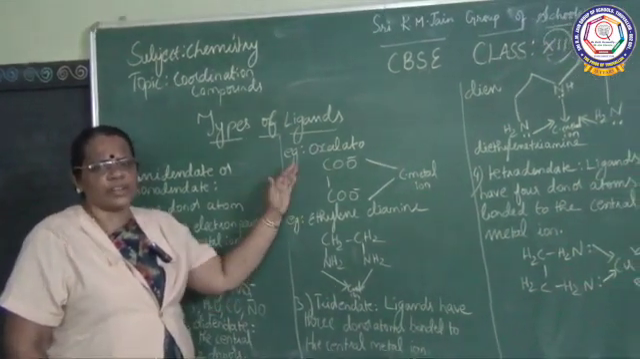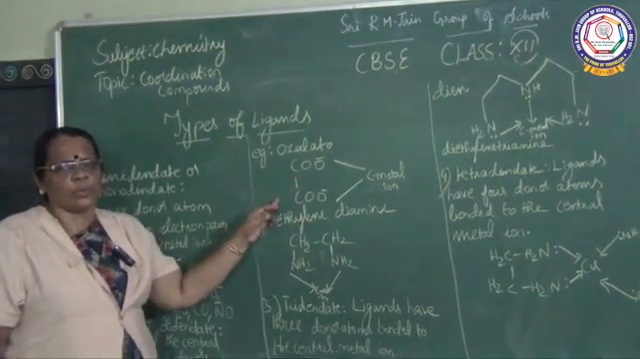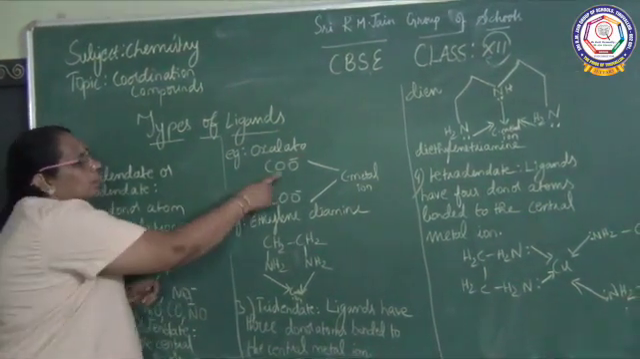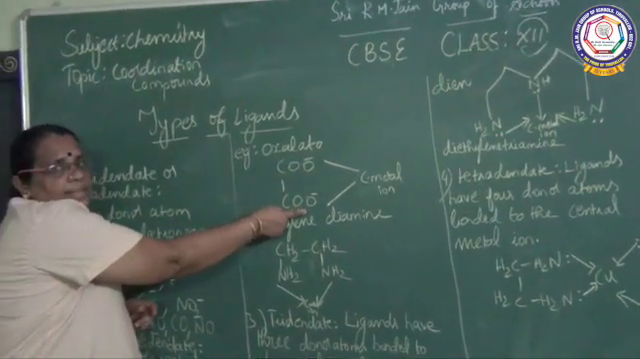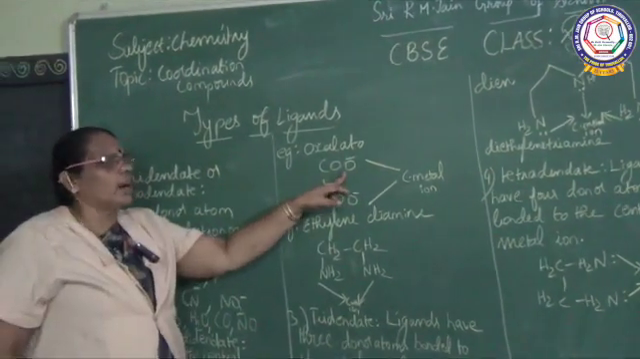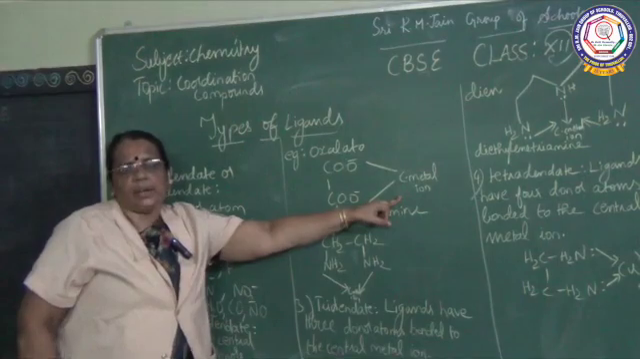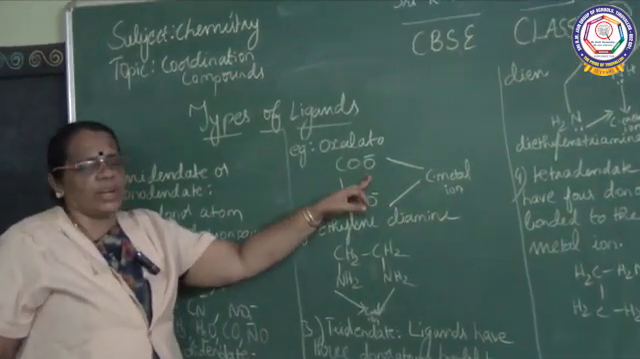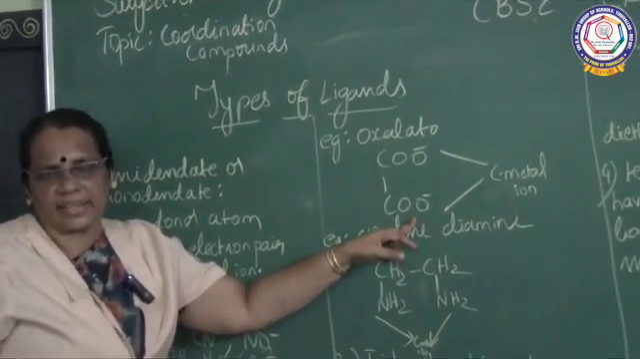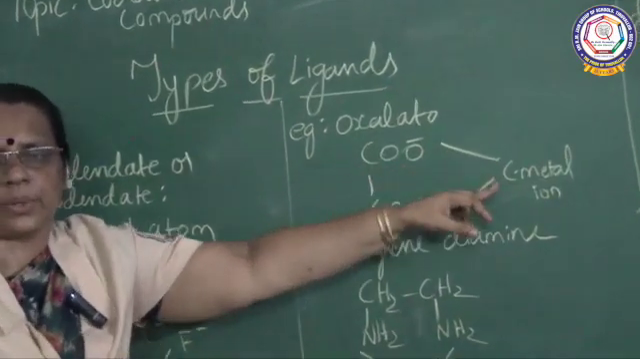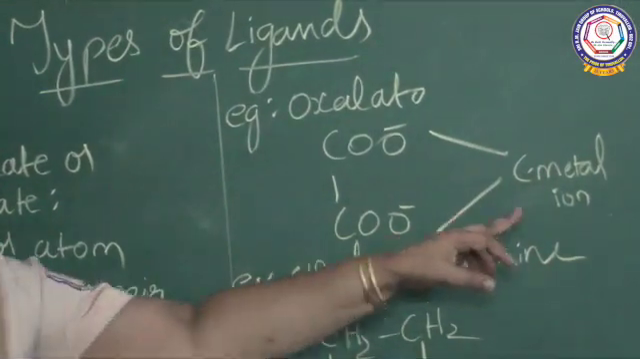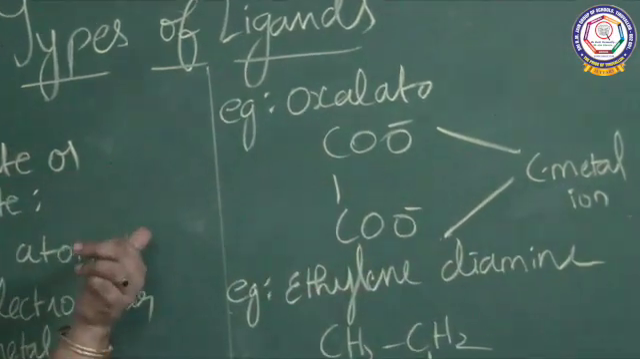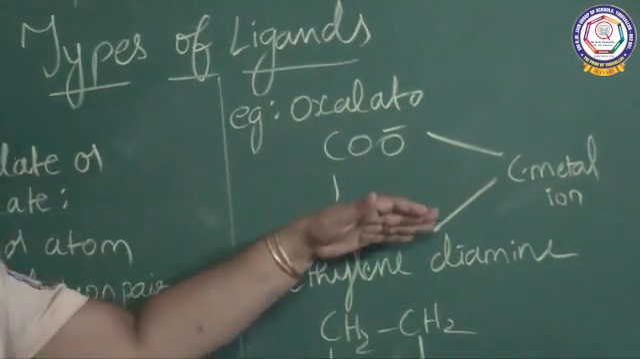Example, oxalato, which has the formula COO minus twice. Here there are 2 donors. Here is one oxygen, and there is another oxygen here. Each oxygen is donating a pair of electrons to the central metal ion. So it is an example for a bidentate or didentate ligand.